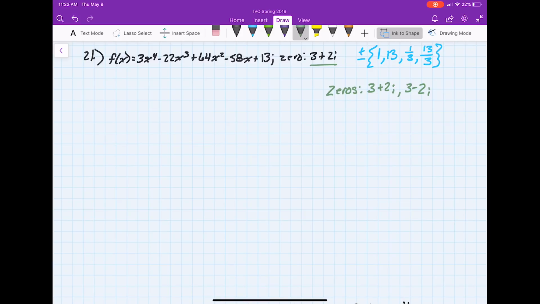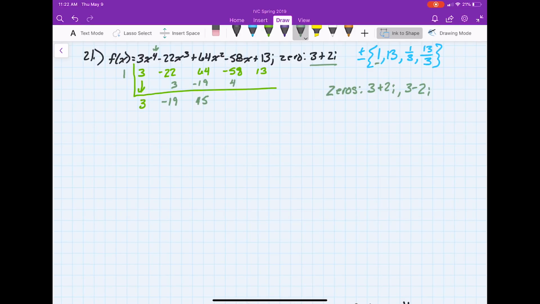However, we have a degree of 4 for our leading term here, so that means we have a potential of 4 zeros. So we have to keep trying till we either use up all of our possibles or we find 4 zeros. So set up our synthetic division here, 3, and we're going to bring that 3 down. And so negative 22, 64, minus 58, and 13. So we're going to try 1 first. We'll try the positive 1 first. So we get 3, then negative 19, negative 19. Add that together, we get 40.